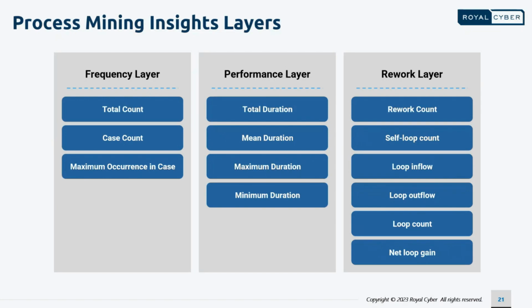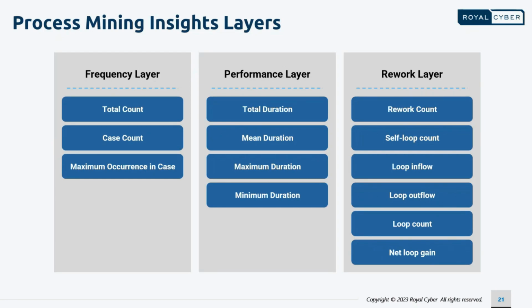Then we have case count. The case count is the number of process instances in which an activity occurred. And then we have the maximum occurrence in case, which basically shows the maximum number of occurrences of a particular activity in the process.